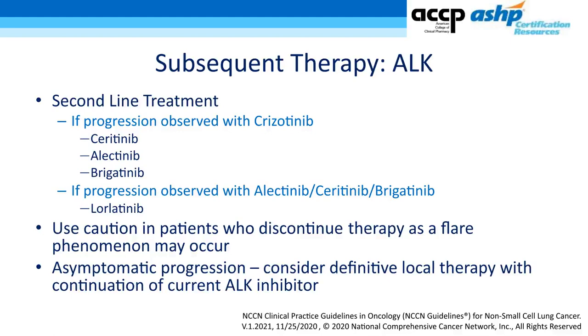Additionally, with asymptomatic progression, it is reasonable to elect to do definitive local treatment with continuation of the current ALK inhibitor. So if you do see a spot or two of asymptomatic progression, maybe even in the brain, you could go forward with radiation therapy and continue with the current ALK inhibitor.